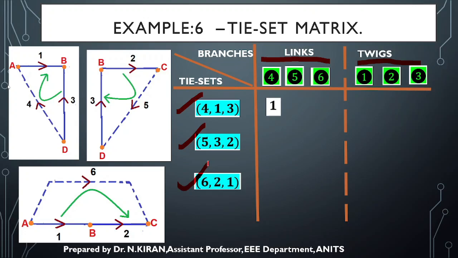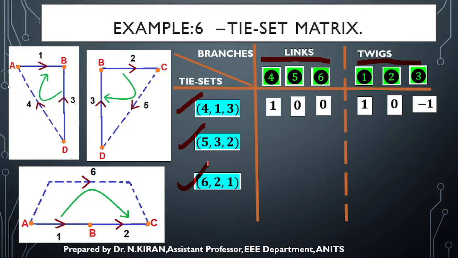So my fourth link is in same direction as the loop direction, so +1. 5 and 6 links are nowhere related, so it is 0. First twig is in the same direction, so it is +1. Second twig is nowhere related, 0. And my third twig is in opposite direction as the loop direction, so it is -1.